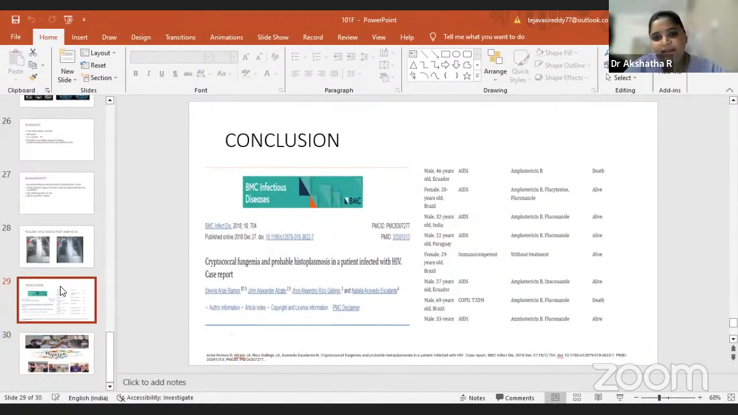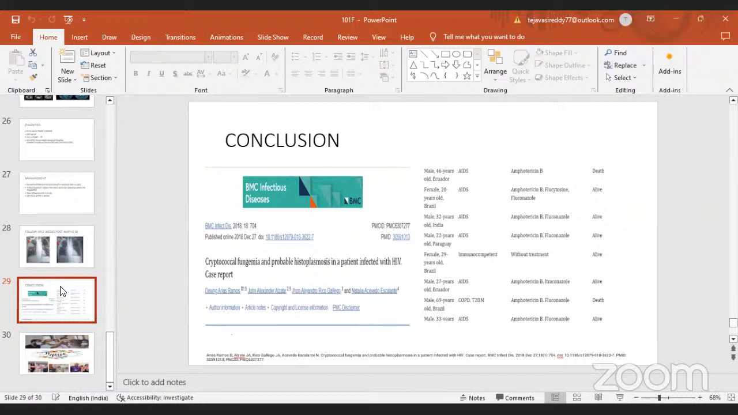Was CSF done in this patient, given that he didn't have any symptoms, or just because he had pulmonary cryptococcus positive? Yeah, we planned for the CSF in this patient, but the cryptococcal load was very low, and as the MRI was not showing any lesion and the patient didn't complain of headache or anything, we didn't proceed with doing the CSF. CSF was not done in this patient.